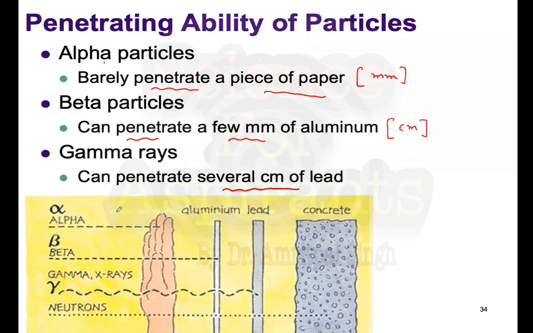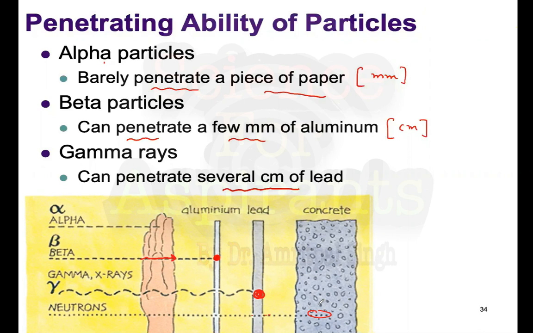From this diagram, you can see that the alpha particle can be barely stopped by our hand, while beta particles can penetrate through tissues and can be stopped by aluminum metal. Gamma radiation can penetrate a much larger distance and can be stopped by lead. And neutrons, which have high penetration power, can also pass through lead, and they can be stopped by concrete. So this defines the penetration ability.